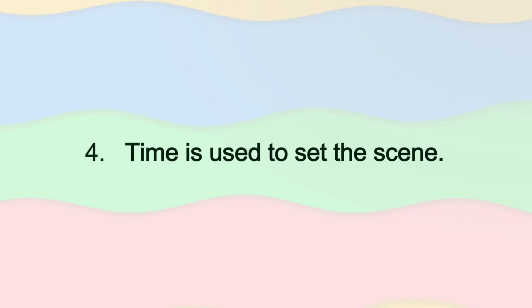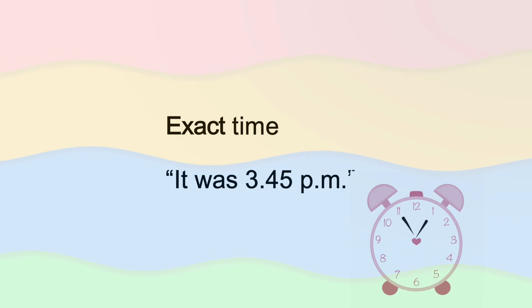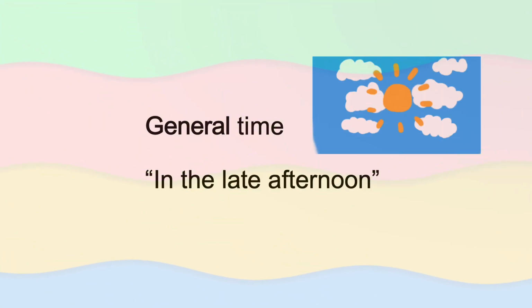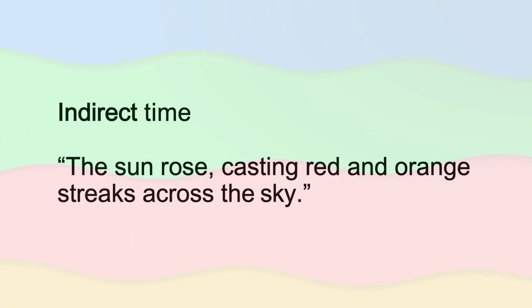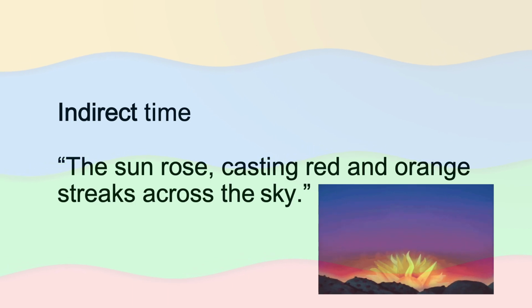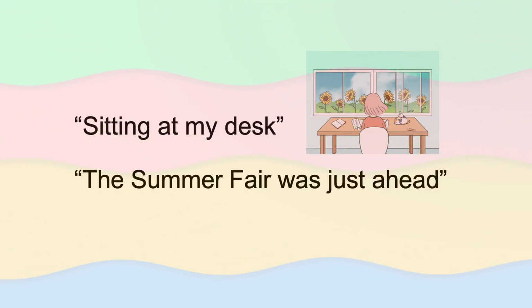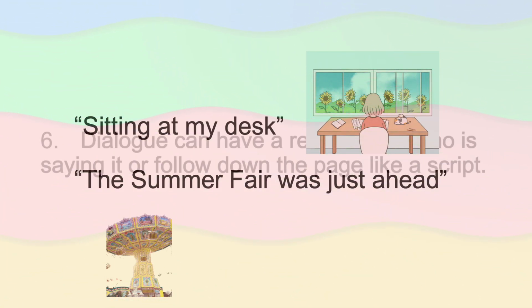4. Time is used to set the scene. Authors and poets may use exact time, it was 3:45 p.m. General time, in the late afternoon. Indirect time, the sun rose casting red and orange streaks across the sky. 5. Place also sets the scene. Sitting at my desk, the summer fair was just ahead.